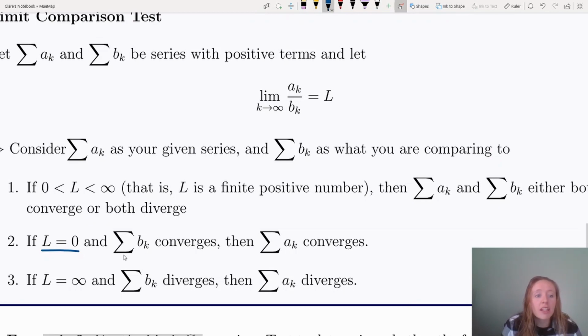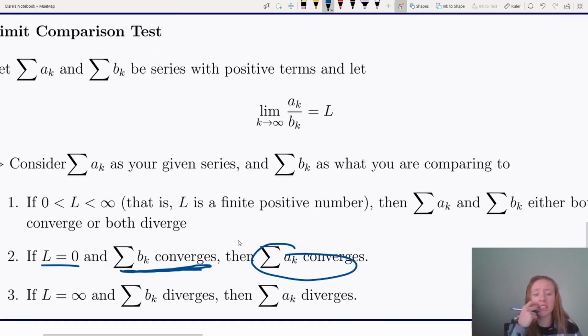the limit's 0, and we know for a fact that b sub k converges. We know that series converges because it was a p series with a value of 2, which converged. Then a sub k converges, which was confirmed when we originally had just done the comparison test. So for 2 and 3, you would get those outcomes if it was something that you could have shown with just the comparison test.